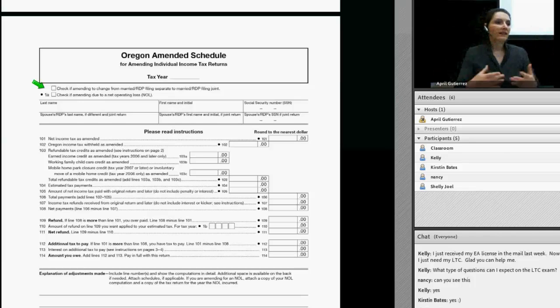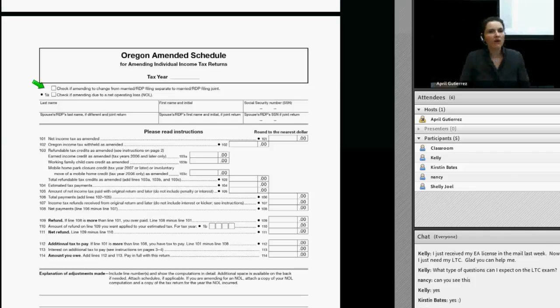Oregon has actually had this version of its amended schedule longer than the federal had its old version. So Oregon brought in this version about 2 years before the federal changed. The federal then changed for a period of 3 or 4 years, and now it's gone back. But as far as we can see, Oregon's sticking with what it's got here, and it makes it pretty simple.